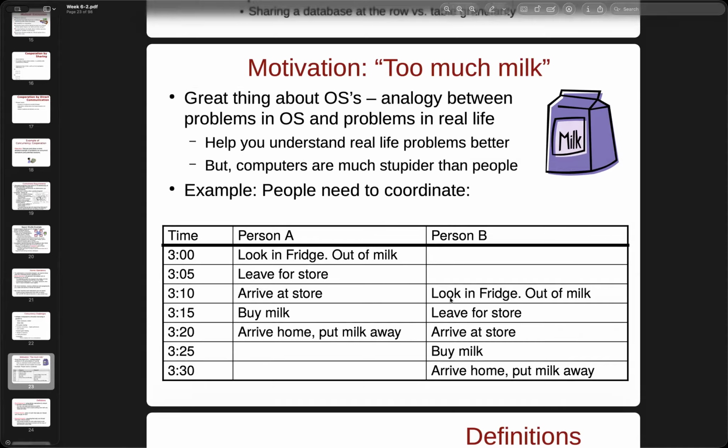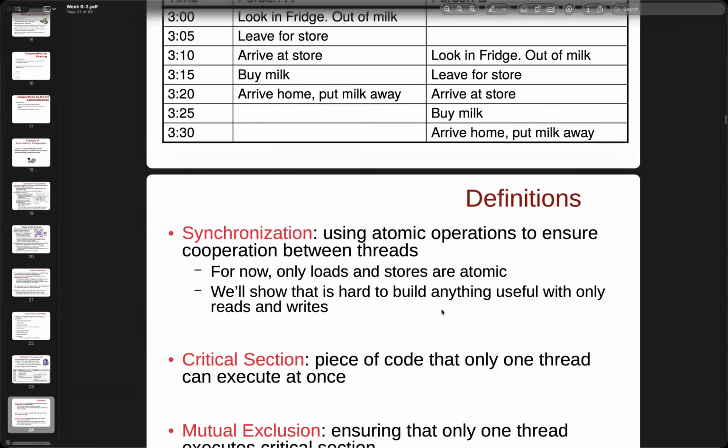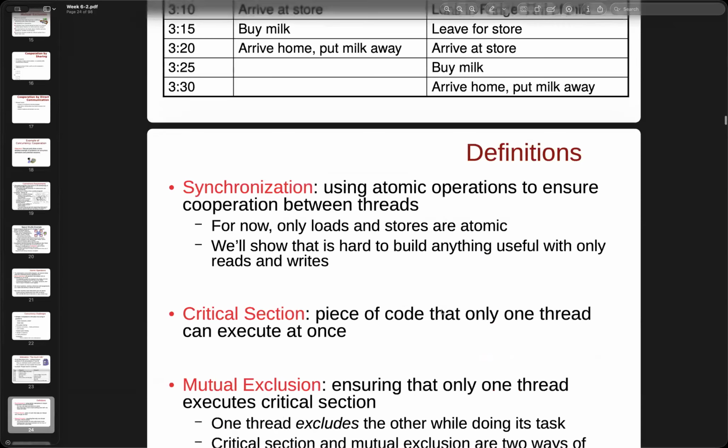Let's say person A goes out to buy milk. How can I let the others know, maybe person B or person C? If I know you are already leaving for the store to buy the milk, then I'm not going out, right? Does it make sense? Yes. So this is called synchronization.